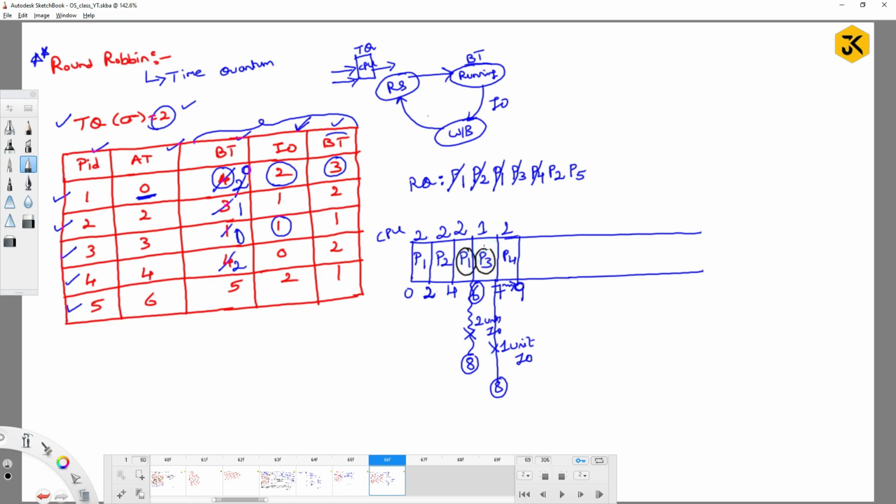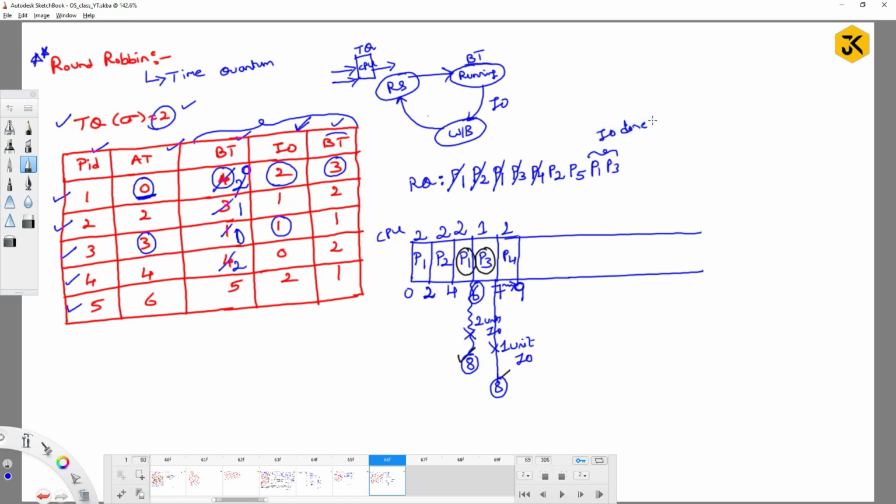processes P1 and P3 are getting back because their IO operation is done at 8 units of time. So we need to add them back into the ready queue because their IO is complete. Why have I added P1 and P3 in this order? Because P1's arrival time is 0 and P3's arrival time is 3. So that's why I have added them. As they have completed their IO operation, I have added them here.